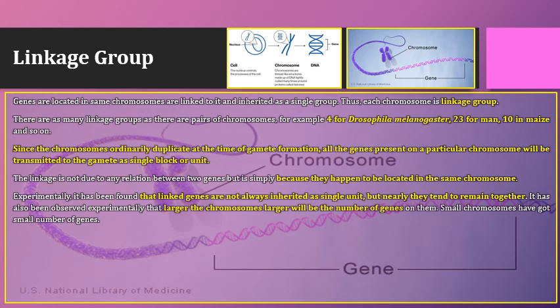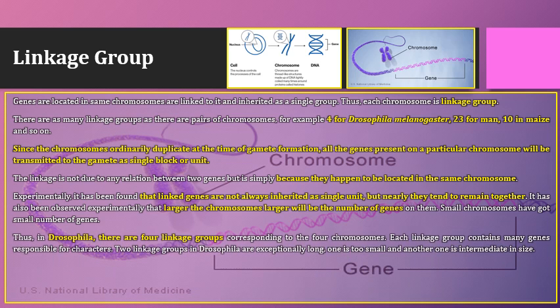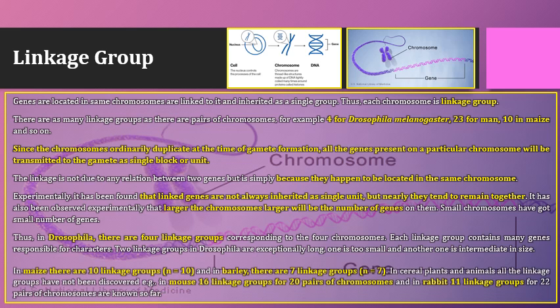It has also been observed experimentally that the larger the chromosome, the larger will be the number of genes on it. Small chromosomes have a small number of genes. Thus, in Drosophila, there are 4 linkage groups corresponding to the 4 chromosomes. Each linkage group contains many genes responsible for the characters. Two linkage groups in Drosophila are exceptionally long, one is too small and another one is intermediate in size. So these are all 4.